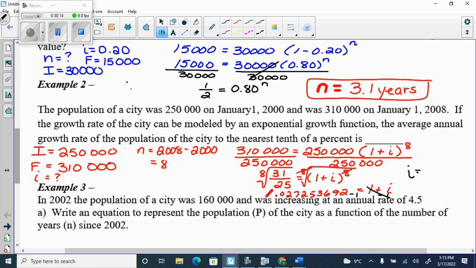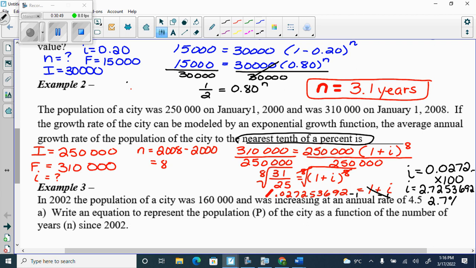So I equals, and now it wants it to the nearest tenth of a percent. So I have 0.0272, etc. How do I turn that into a percent? Times by 100. So I equals 2.7253692, and they want it to the nearest tenth of a percent, so it's 2.7%.